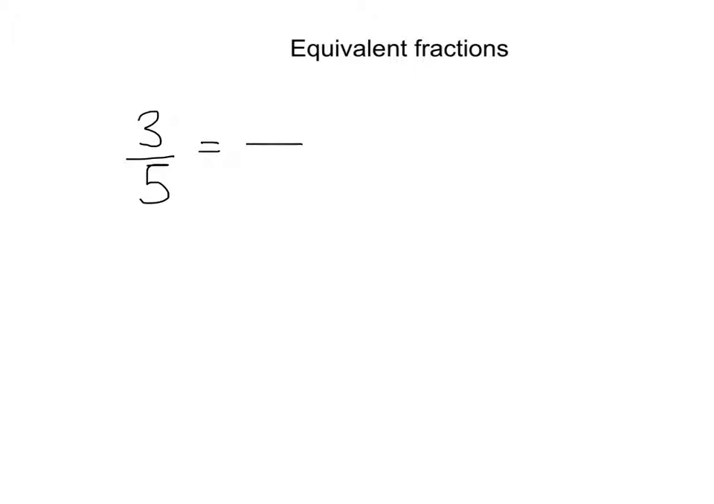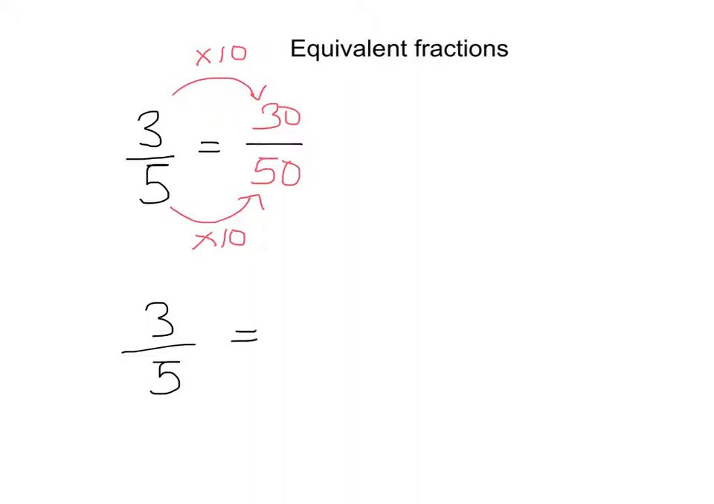So for instance, I might choose to multiply by 10, and that would give me 50 here. And I must multiply the top by 10 as well. So that would give me 30 over 50. Often when asked for equivalent fractions, you'd be given a question such like 3/5 is equivalent to something over 25.